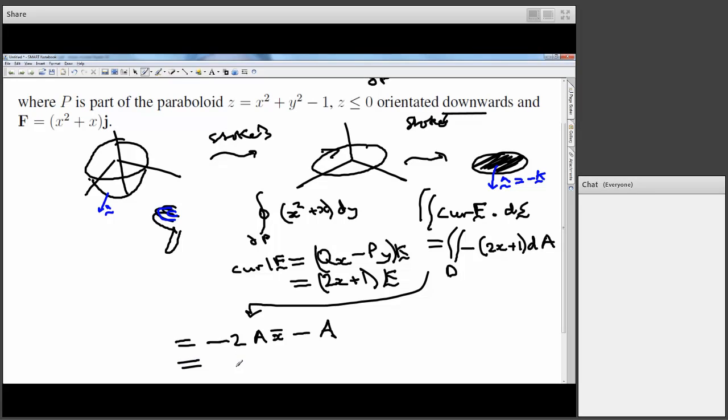The x coordinate of the center of mass, well, it's a circle. It's pretty symmetric. It's very believable to say that the average x position is going to be bang in the middle here, so it's going to be 0. And then the area is pi times the radius squared. And so the answer is minus pi.